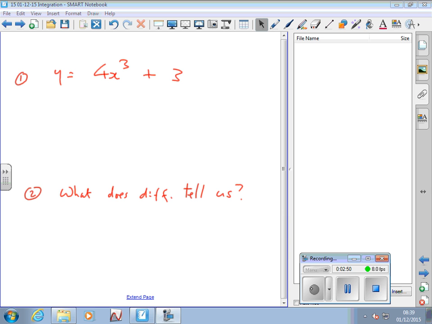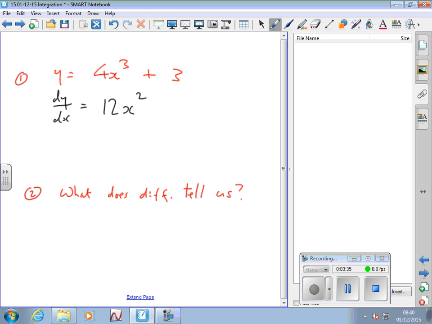So number one, who would like to tell me what the differential of that function is? 12x squared. Yep. What notation are you going to use for the differential? dy by dx, yeah. The differential, the notation dy by dx is 12x squared. Good. So the 3 disappears, that's just a constant. Power down, multiply by the number in front, take 1 off the power, that rule that we've been using.